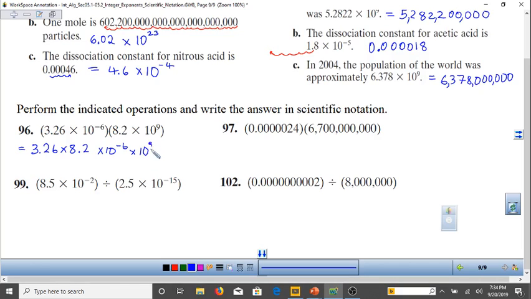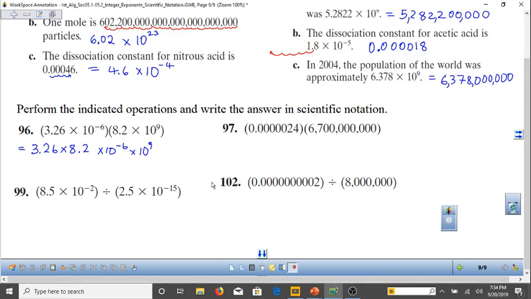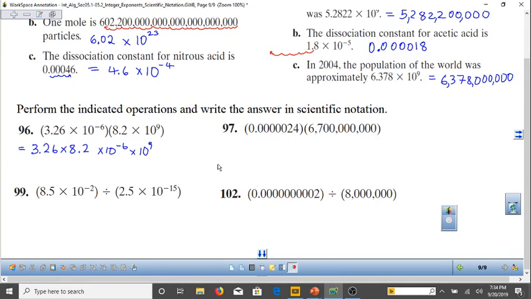using exponent rules, sorry. So let's see how that works out. 3.26 times 8.2 is 26.732. So we end up with 26.732. And then when I multiply the exponents, I'm multiplying 10 to the negative 7 by 10 to the negative 6 by 10 to the 9. I add the exponents, I get 10 to the 3.